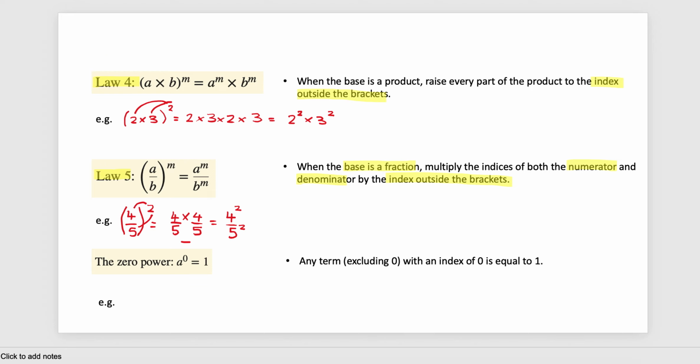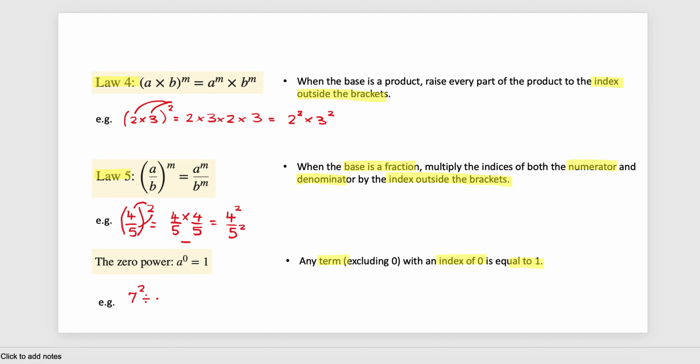Then we've got another rule that applies for indices where we've got a power of 0. So any term excluding 0 with an index of 0 is equal to 1. Okay, so any pronumeral or any number to the power of 0 is equal to 1. Where does this come from? So this comes from the following proof.